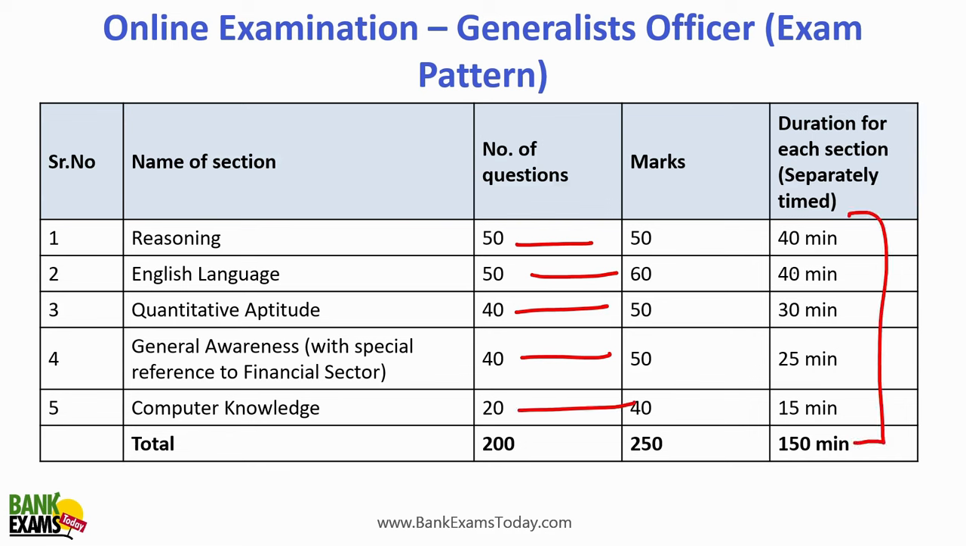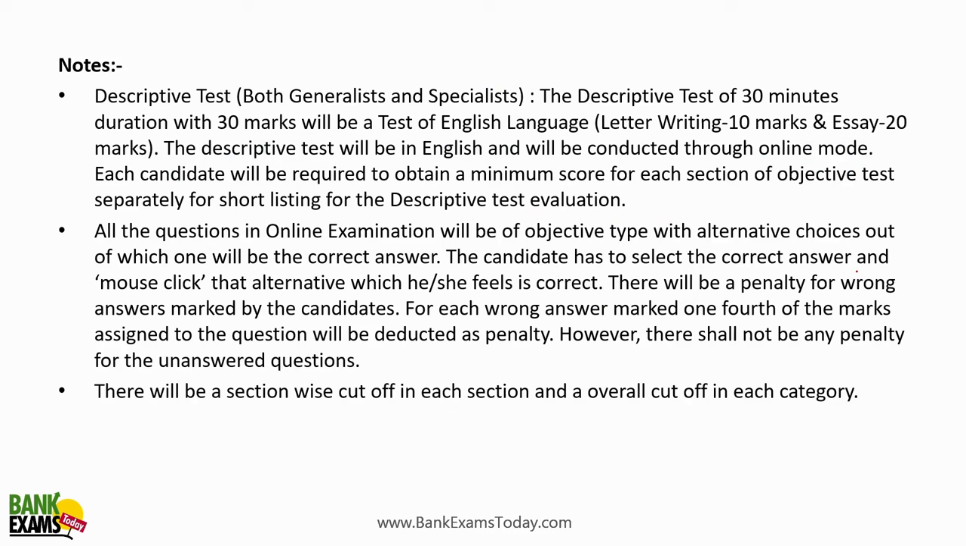Sectional timing is there for reasoning and English. 40 minutes are allotted for English. For quantitative aptitude, 30 minutes are allotted, and then for general awareness, 25 minutes are allotted. For computer knowledge, only 15 minutes are allotted. Time management can be an issue in this paper, right? In the generalist officer exam, right?